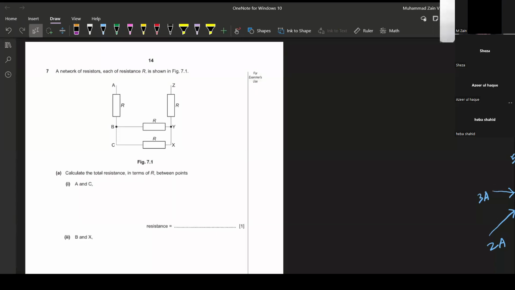So a network of resistors, each of resistance R, is shown in figure 7.1. Calculate the total resistance in terms of R between points A and C, and point B and X. So point A and point C, we need to find the resistance in terms of R between these two points. One thing to realize is this point C is basically this whole region.